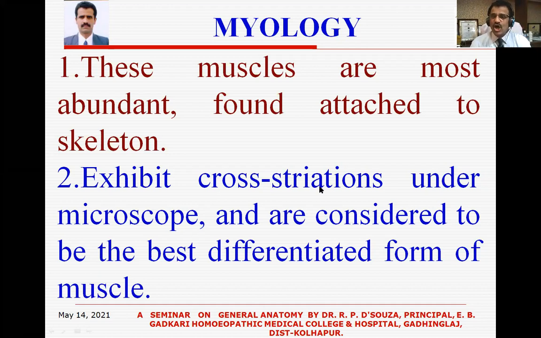They exhibit cross striations under the microscope. Now this is my histological structure, and they are considered to be the best differentiated form of muscle. So amongst all the muscles, these are the best differentiated as compared to smooth muscle or cardiac muscle.